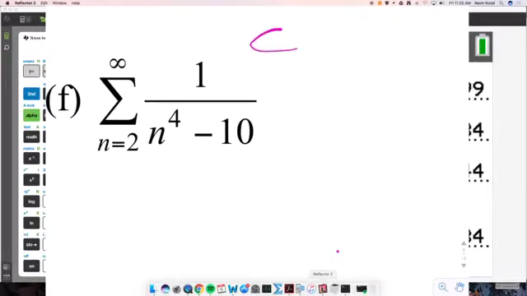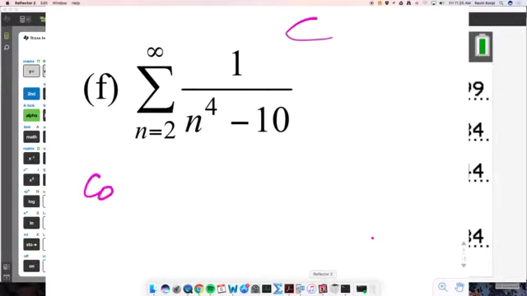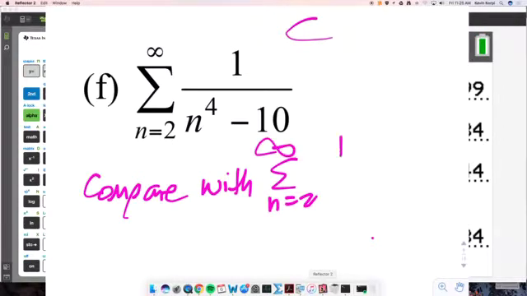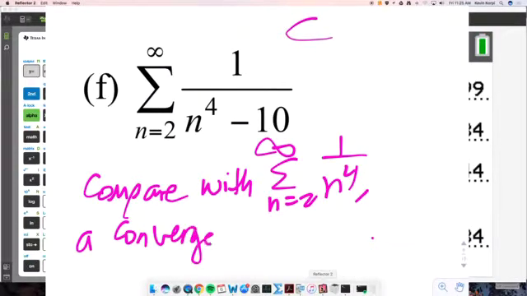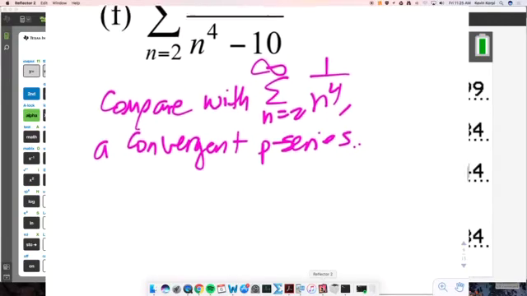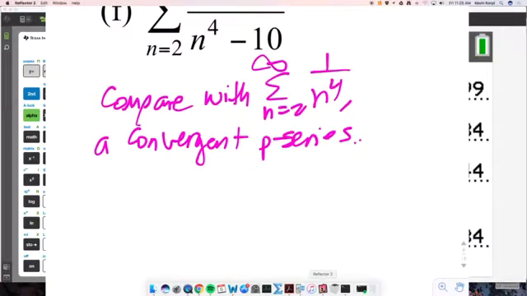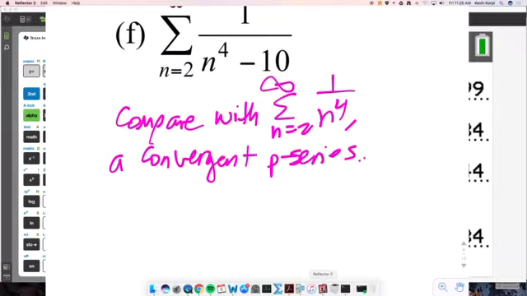So we still think it converges, and it does. So we're still going to compare. We still have to say compare with the sum from n equals 2 to infinity of 1 over n to the fourth, a convergent P-series. And now the test is a little bit different. We don't have to show the inequality. We just have to show the limit of their quotient. So we'll say the limit as n goes to infinity.